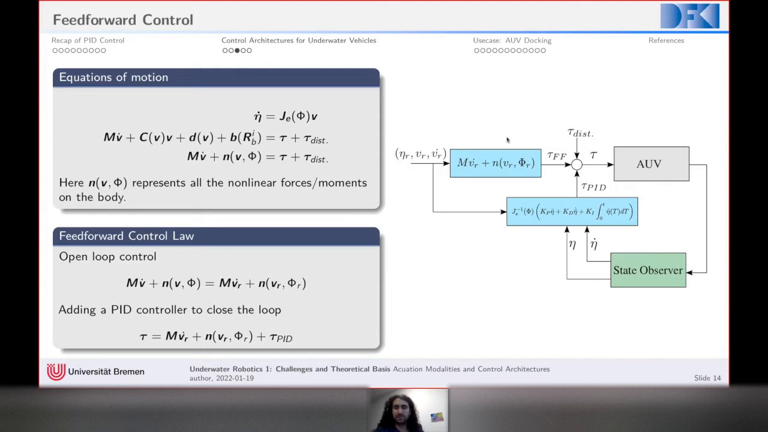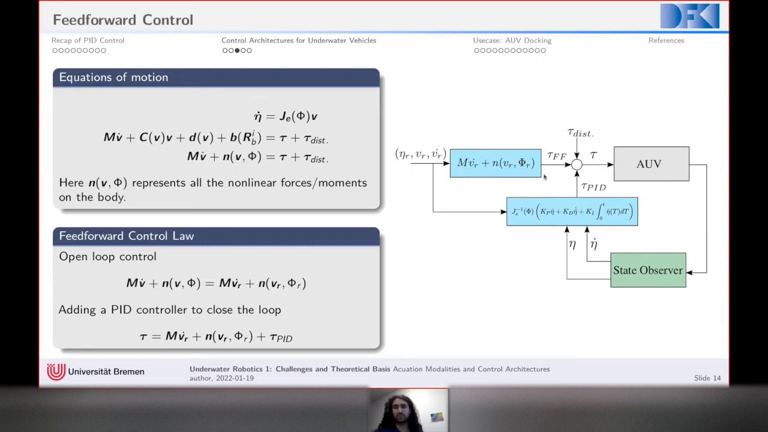So this is how the flow would look. We have our reference, we feed it into the model, we feed it into the controller, and then from the AUV we have a state observer that gives me the states. Here, for example, this could be a Kalman filter or whatever. It gives me the states, and then I can calculate the error here. So here I'm closing the loop. However, if I take this part out, we don't have a closed loop. We just have an open loop, just the feed-forward alone.